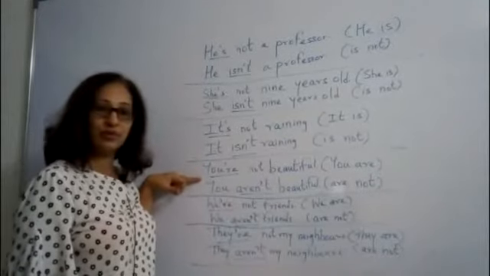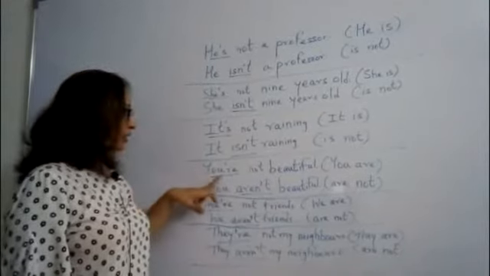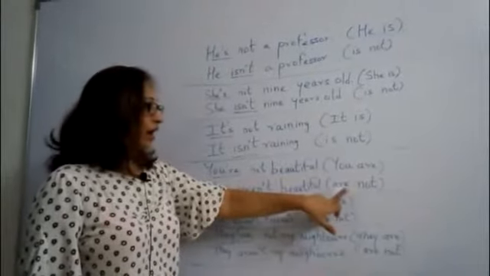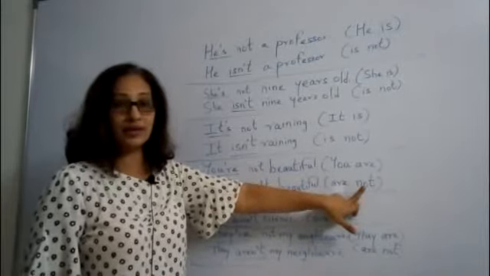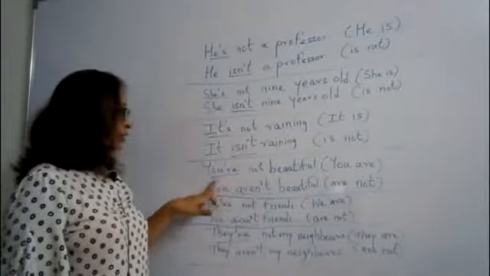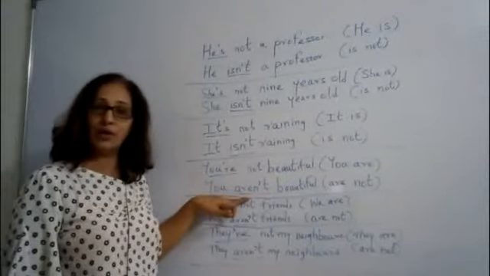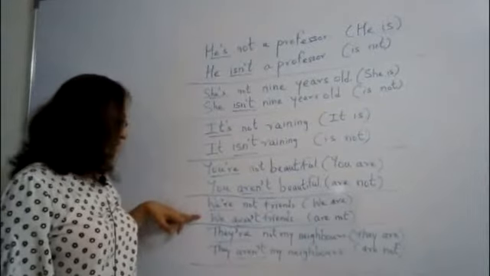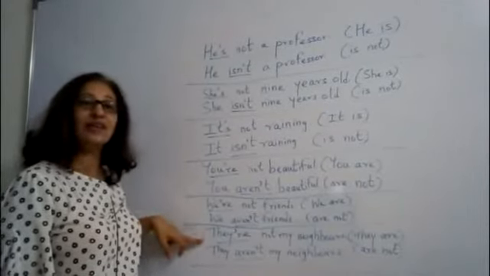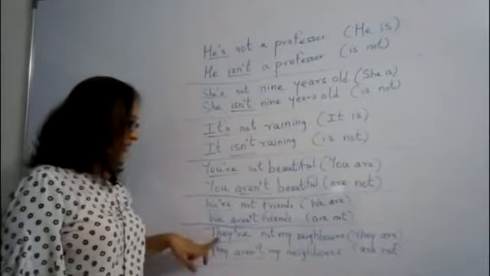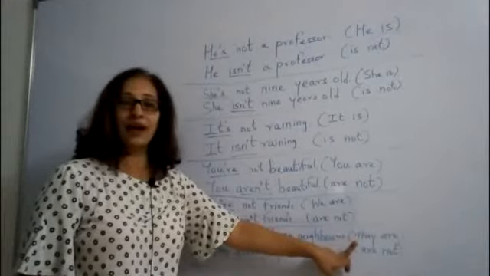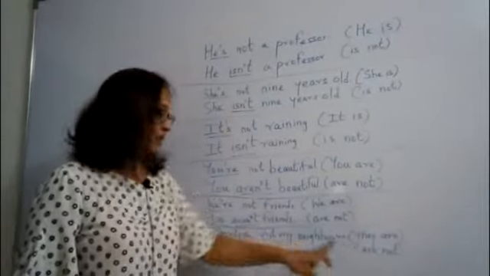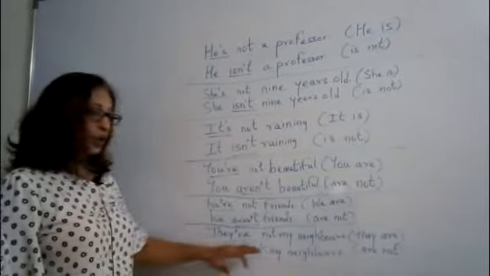You're not beautiful. You aren't beautiful. You're is the contracted form of you are. Are not, when contracted, becomes aren't. You are not beautiful. You aren't beautiful. We are not friends. We aren't friends. They are not my neighbors. They aren't my neighbors. Okay, they're is the contracted form of they are. Aren't is the contracted form of are not. So both the sentences mean the same. They are not my neighbors. They aren't my neighbors.